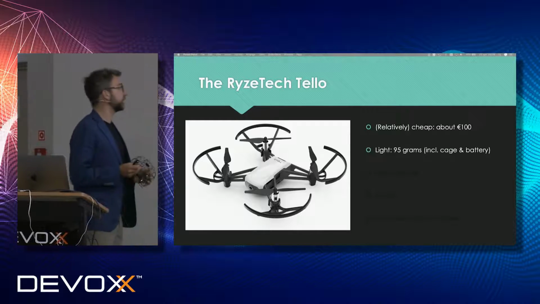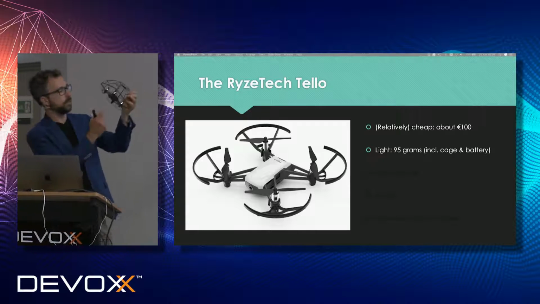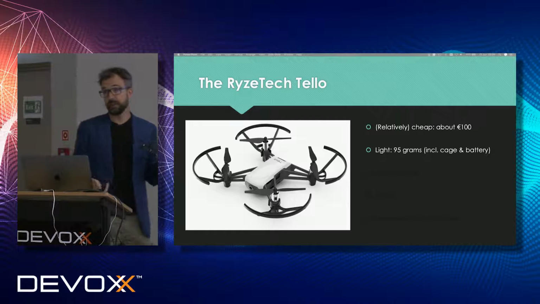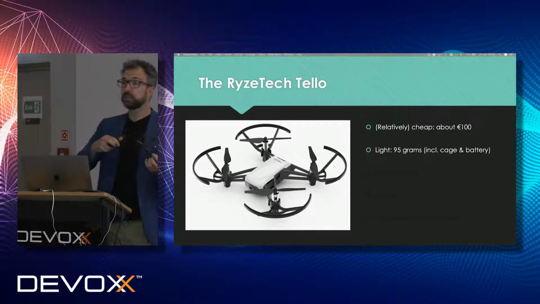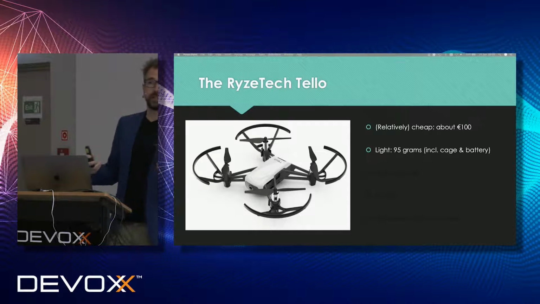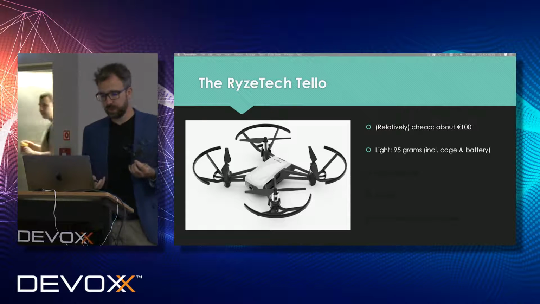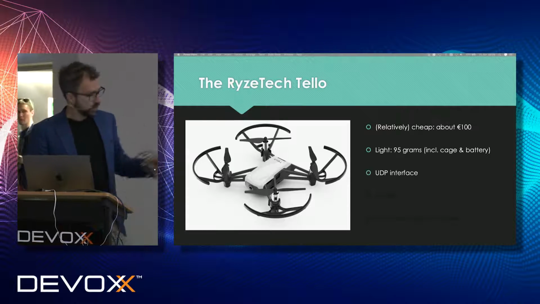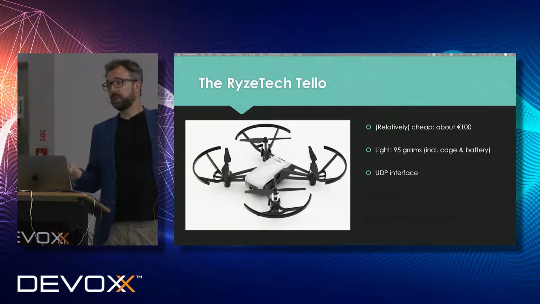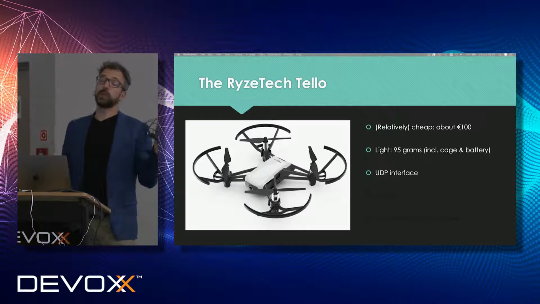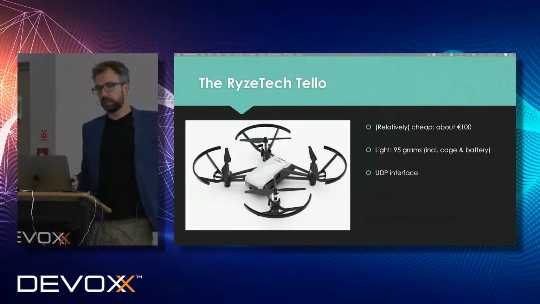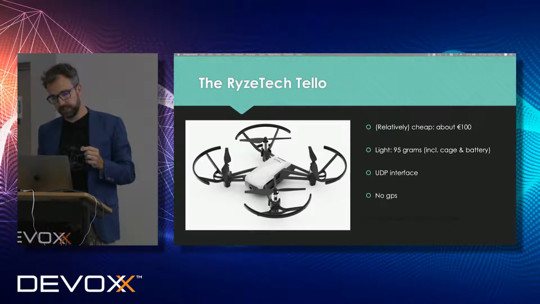It's really light, so that's nice. Including the battery and the cage, it's 95 grams. As discussed before, the lighter a drone is, the safer it is, basically, because it won't be as powerful and won't be able to hurt you. So this drone has a UDP interface. This is a protocol we'll be talking about later, but that's the protocol that this drone uses for the communication.